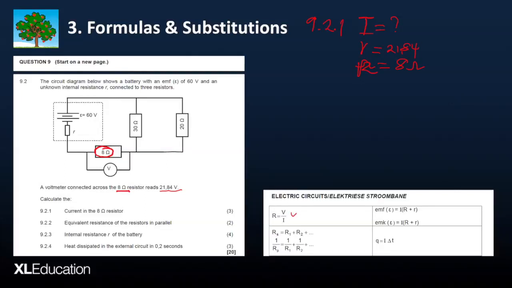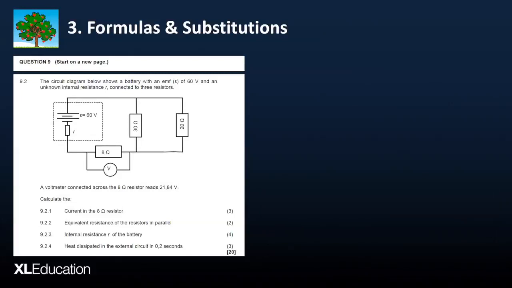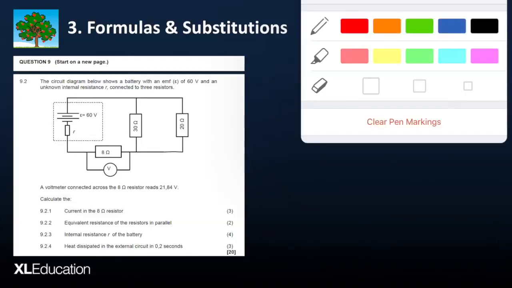So the formula that we can use is that of Ohm's law. Resistance is equal to voltage over current. Our resistance is 8. The voltage is 21.84, over the current, which is what we are required to calculate. Right. This is a simple thing where your formula plus your substitution, you have already scored your 2 marks out of 3.